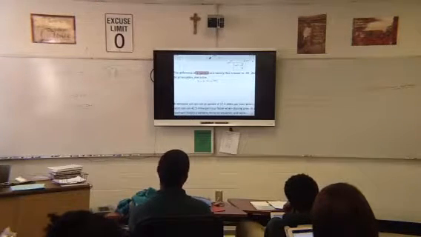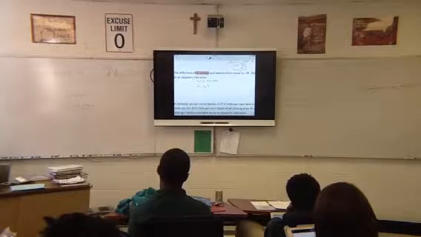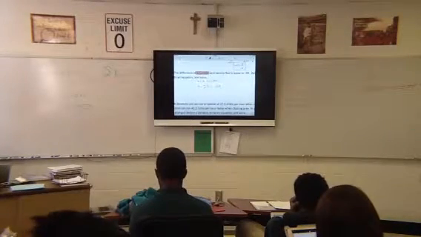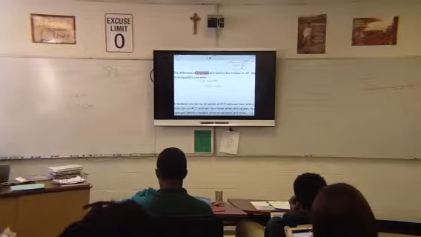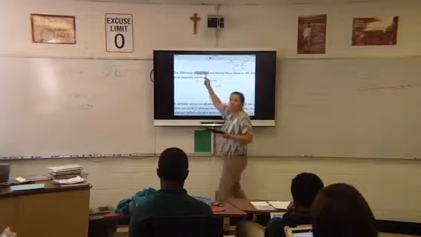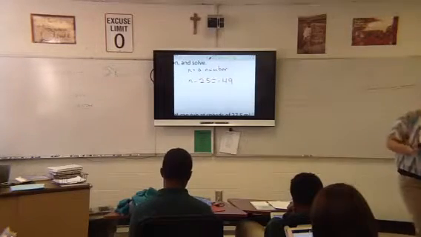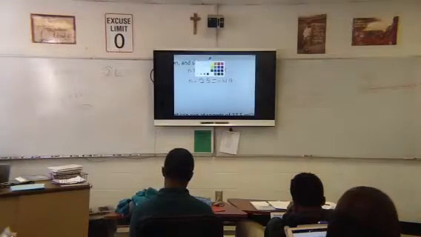What do you got? N minus 25 equals -49. Nice job. So n minus 25 equals -49. Okay? So this is just translating the sentence, which is what we were working on. All right, so now we need to solve it. How are we going to solve this?